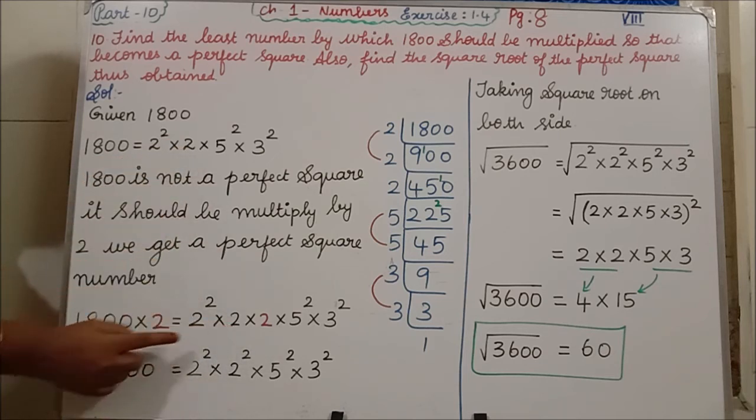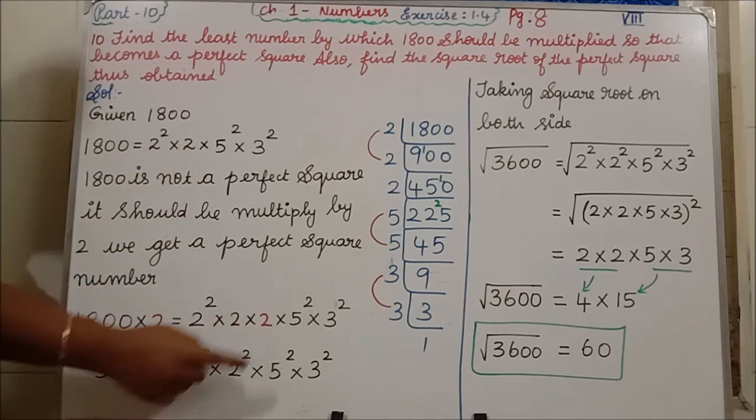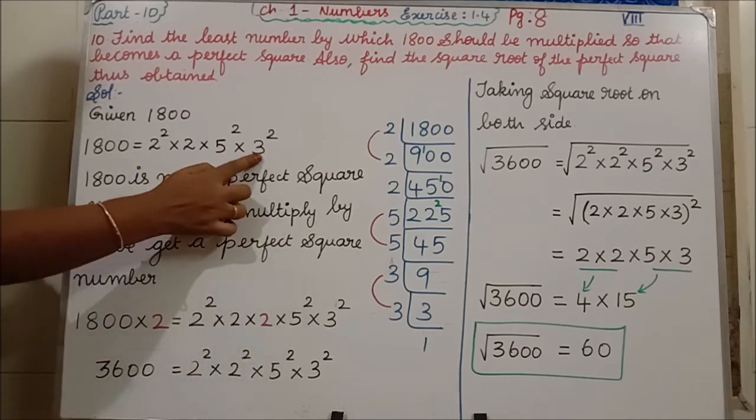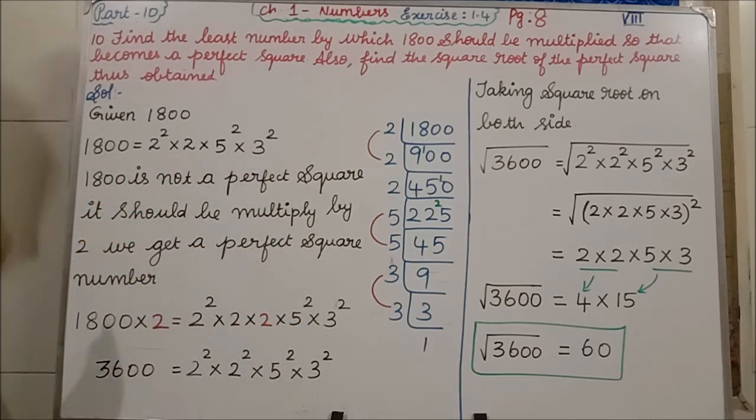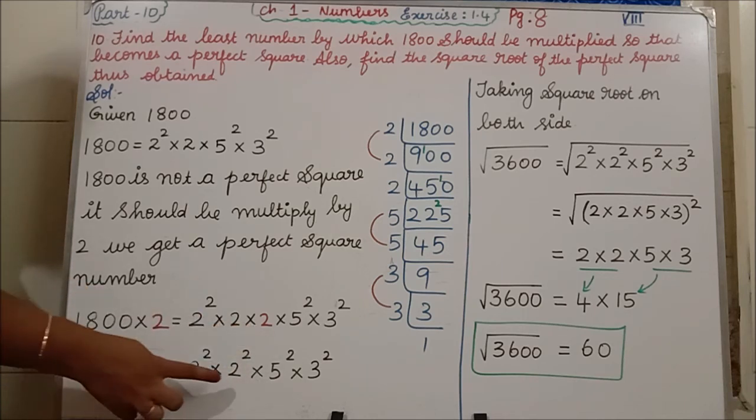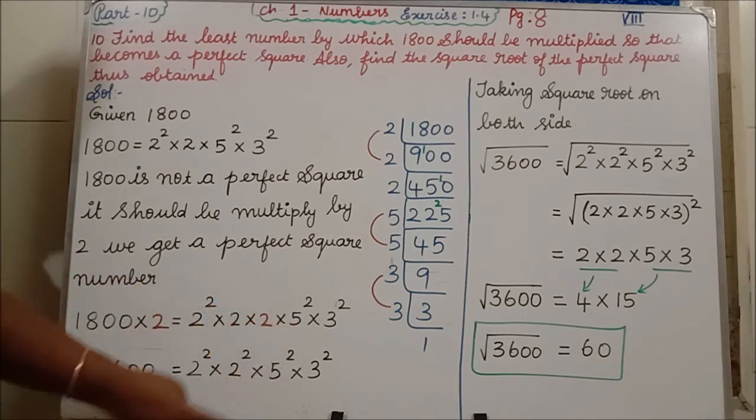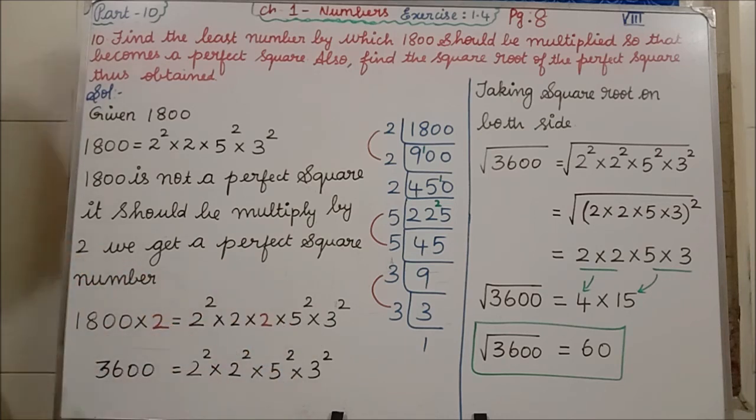For this 2 we are multiplying here also one 2, and here also one 2, into 5 square into 3 square. Now see, if you multiply 1800 into 2, what number will we get? We will get 3600. Now 2 square I am writing as such. 2 into 2 we can write as 2 square. 5 square I am writing as such. 3 square I am writing as such. Now observe everything. For everything we have a pair. So it means 3600 is a perfect square number.